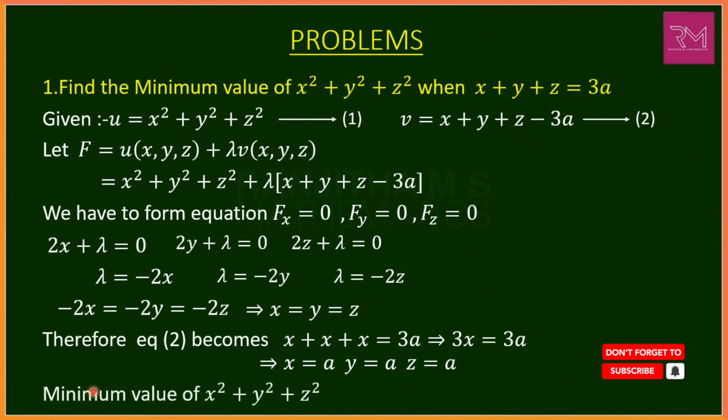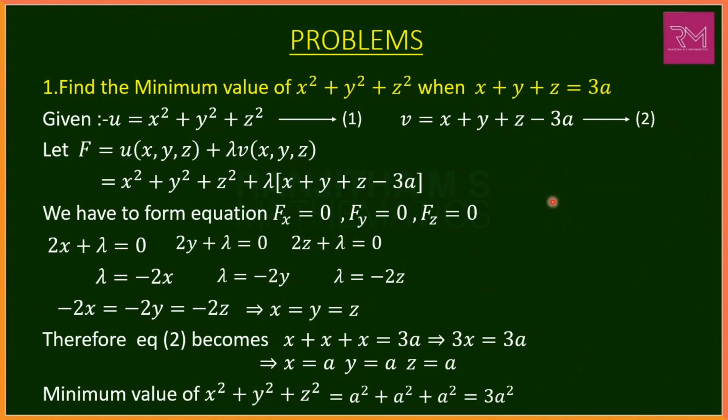Hence, the minimum value of x square plus y square plus z square is equal to, in the place of x substitute a, that is a square, plus in the place of y as a and z as a. Hence we get a square plus a square plus a square, which is equal to 3a square. This is the minimum value for the function u, that is x square plus y square plus z square, subjected to the condition x plus y plus z equal to 3a.